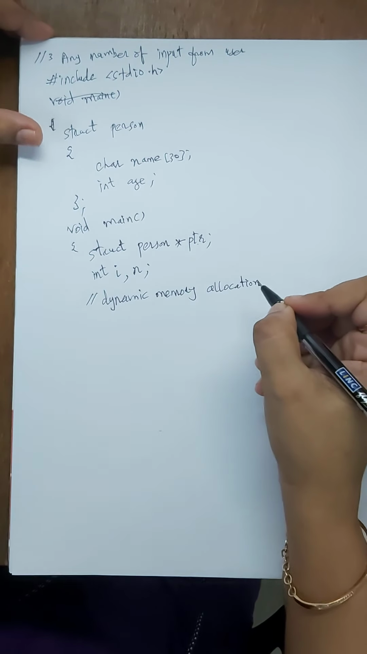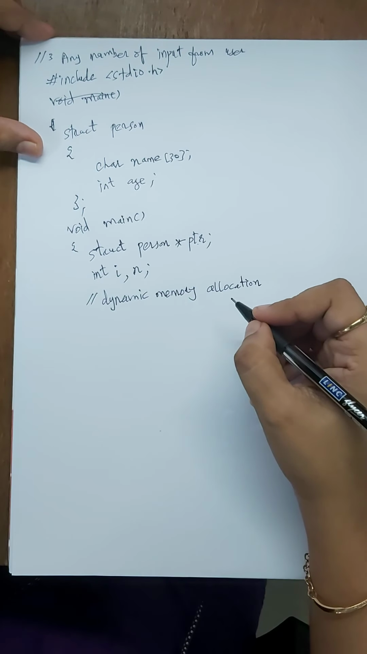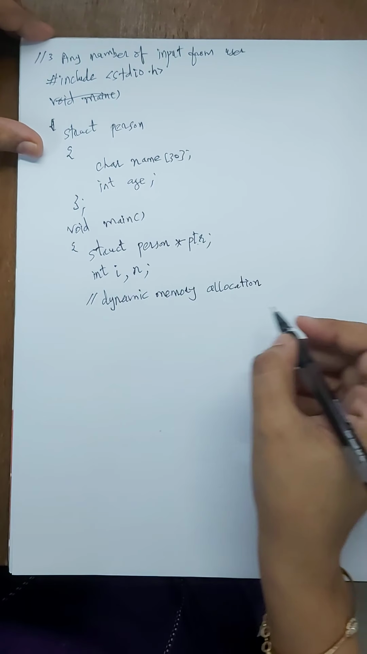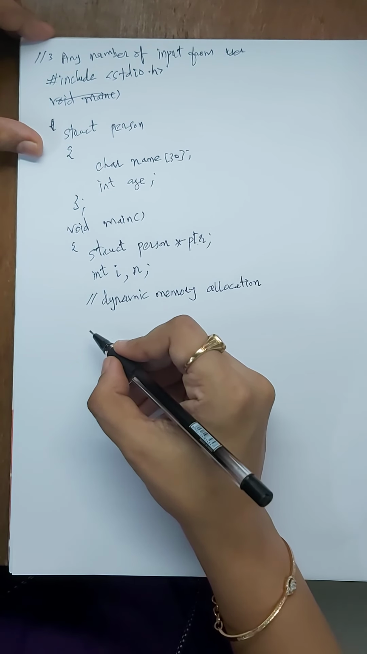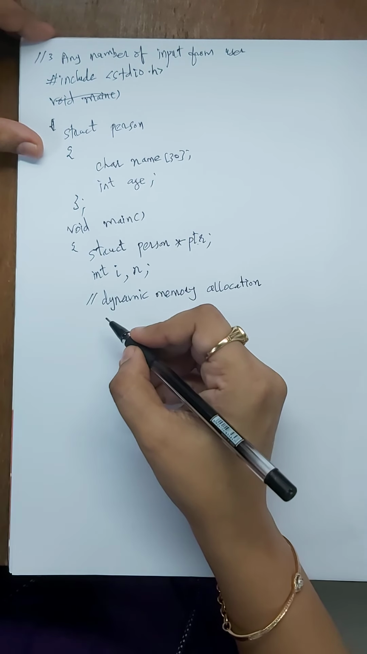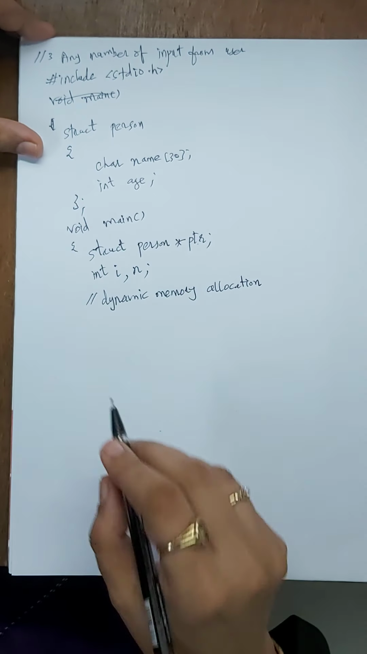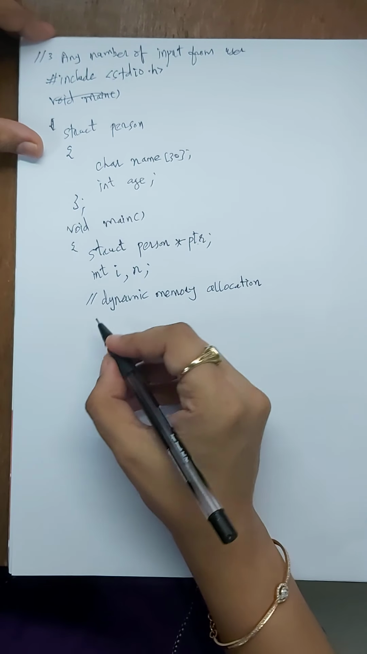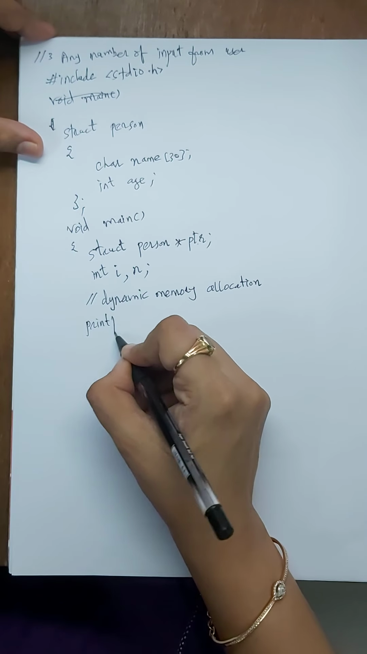Okay, dynamic memory allocation, that is nothing but we will be using the malloc function, malloc, that is memory allocation. So if the user inputs 2, then we will provide the memory for 2 structures, for 2 persons rather. If 10, then we will provide the memory for 10 persons, like that.